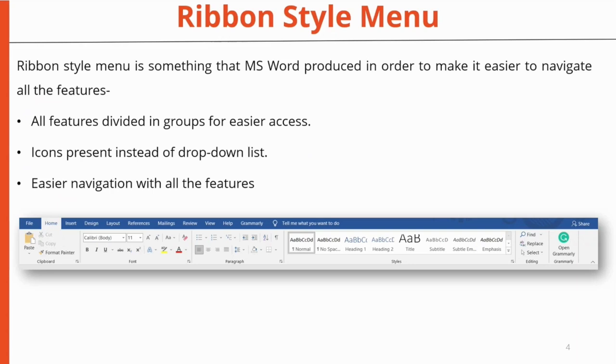Also, it's easier to navigate. As I was saying, if you're scrolling through the features and functions looking for them, you're going to be wasting a lot of time instead of completing a task. Well, that should not be happening, right? This ribbon style menu helps you in easily navigating through all the features. Yeah. So let's go over to the home ribbon menu.